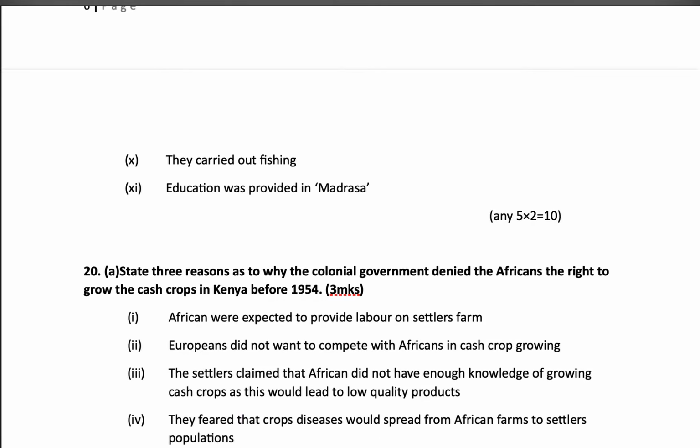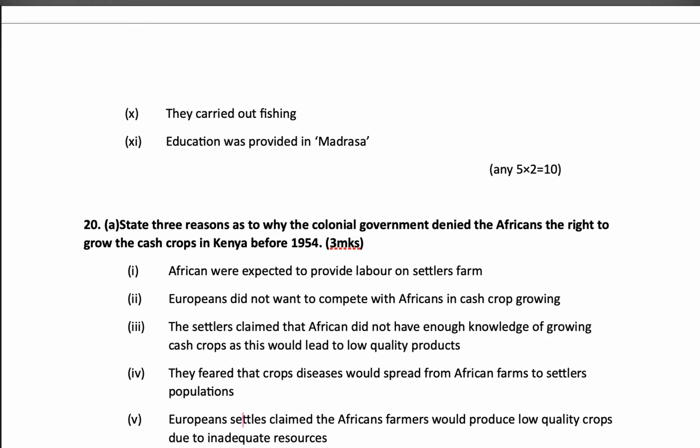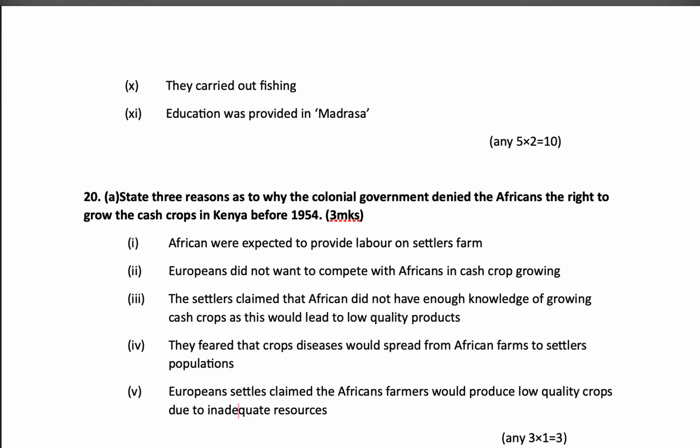Question 20a. State 3 reasons as to why the colonial government denied the Africans the right to grow cash crops in Kenya before 1954. 1. Africans were expected to provide labor on the settlers' farms. 2. Europeans did not want to compete with Africans in cash crop growing.